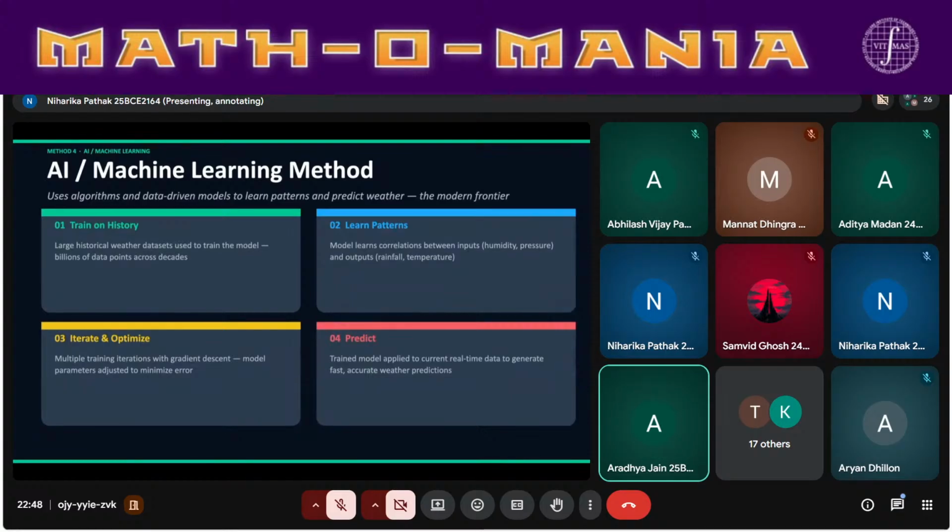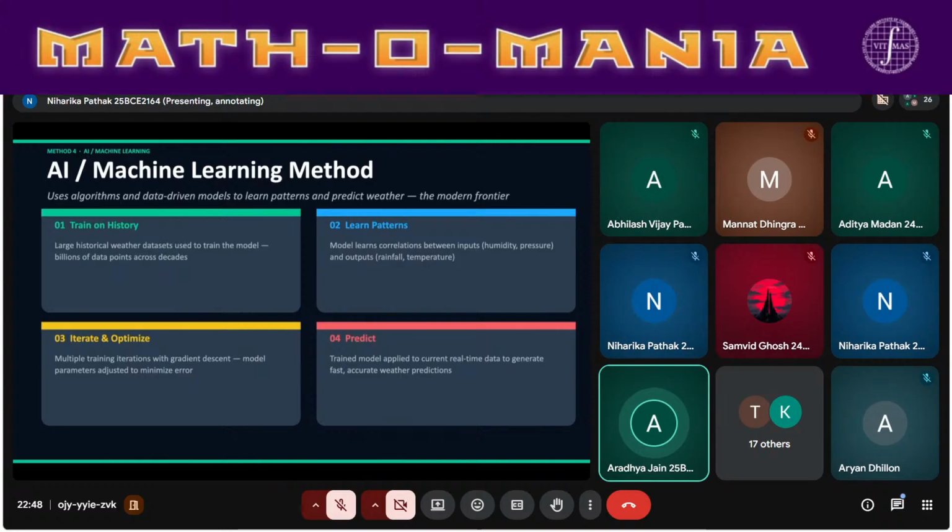So why do we train? How do we train? First, we learn the patterns. The model learns the correlation between the inputs and the outputs. What are the inputs? Let's say humidity and pressure, right? You just input them. So what could possibly happen? There could be a change in the probability of rainfall. There could be a change in the rise of temperature. This is what we train the model to understand better.